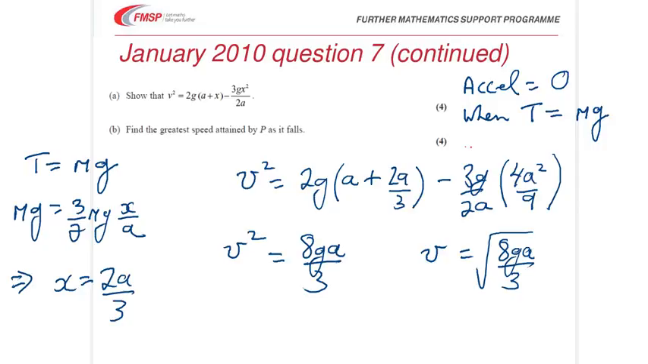And for that part of the question, there was an M1A1 for finding the extension when the tension equals mg, in other words when it's going at its greatest speed. Then there was another M1A1. There's a total of just 4 marks for this. So M1A1, M1 in here, and A1 there. Yep. And the last part of the question.